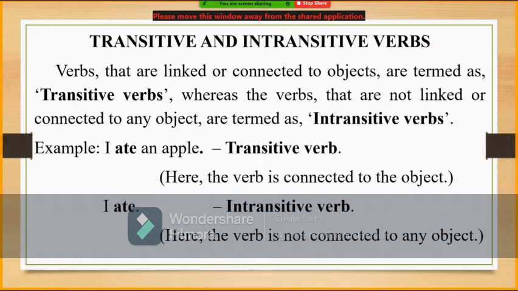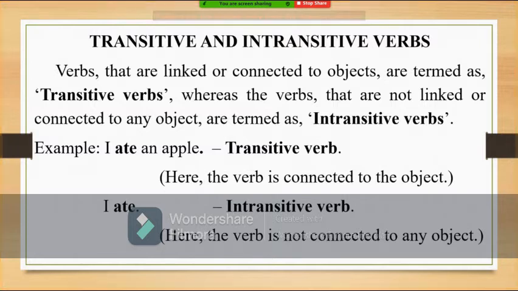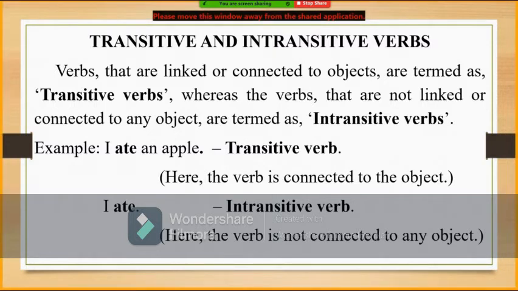Now, let us see the next sentence. I ate. Here also the same verb, ate. Who ate? I ate. Here we have the subject. Without subject, there won't be any assertive sentence. But here, is there any object in it? No. I ate. We have only subject and verb. There is no object. So this verb is not connected to any object. So it is called intransitive verb.